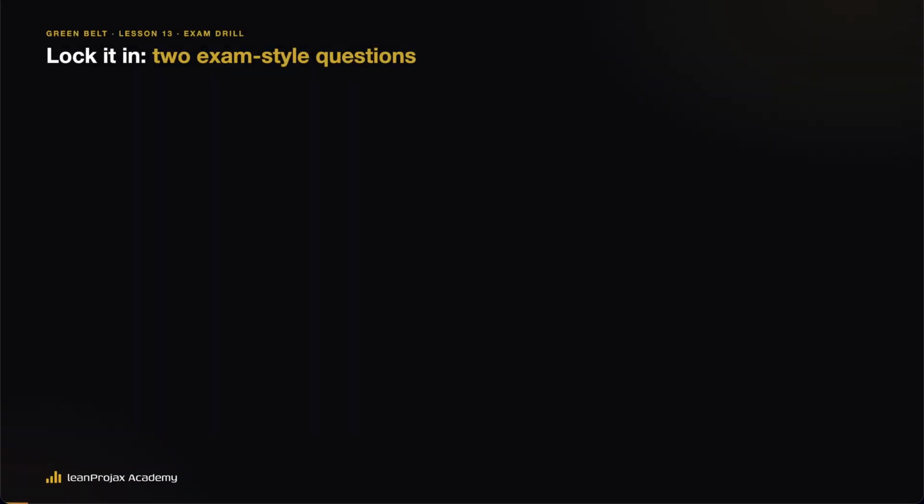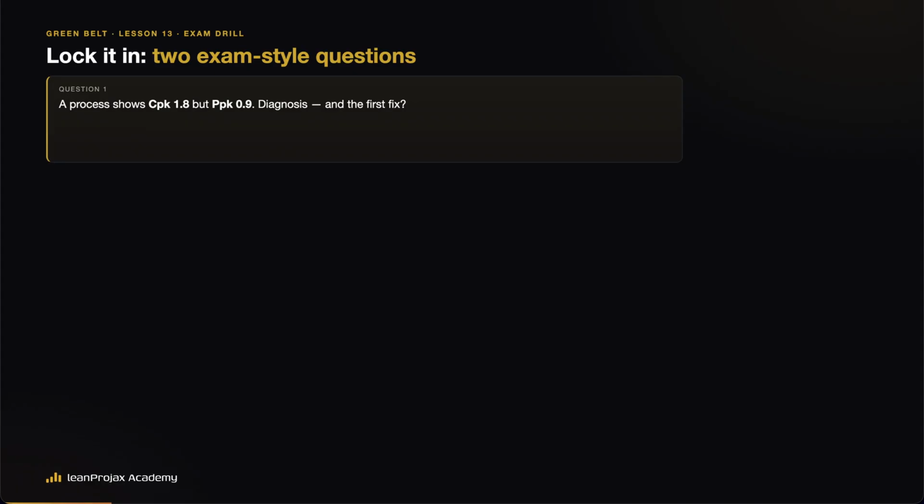Exam drill, 2 questions. Question 1. A process shows CPK 1.8 but PPK 0.9. What's the diagnosis and the first fix? Pause here if you need a moment. Capable but unstable. The short-term spread is fine, drift is eating it. Attack special causes and stability first, not variation.